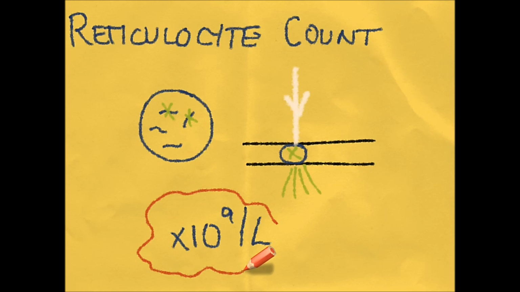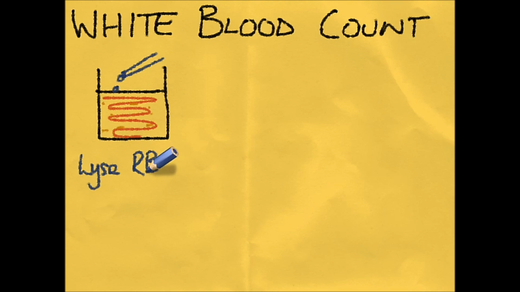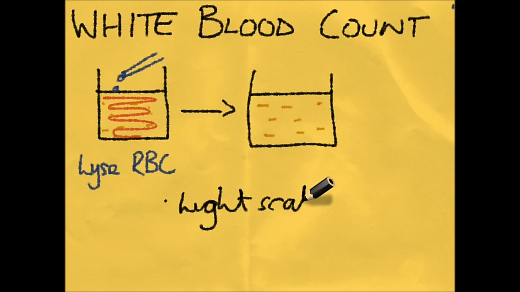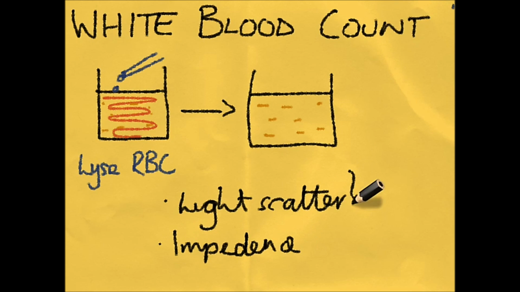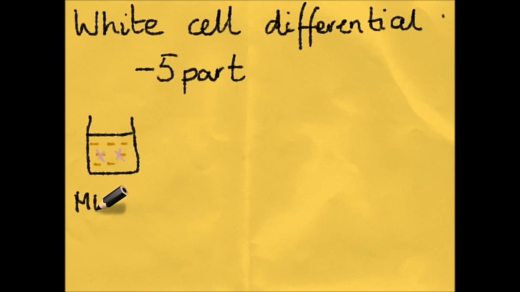Remember that the number of red cells far exceeds the number of white cells. To analyse white cells, we need to first lyse the red cells. The total white cell count can be measured by light scatter or impedance. But to identify the number of the different white cell types, we again bind a dye to the cells, and the dye that we use in our instruments in Leicester is myeloperoxidase.